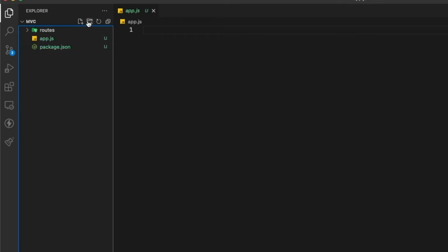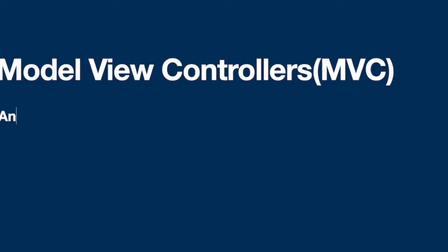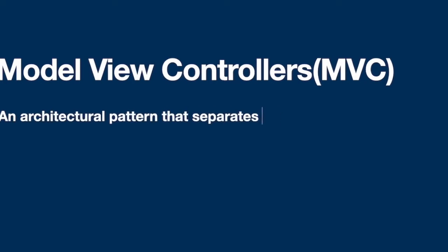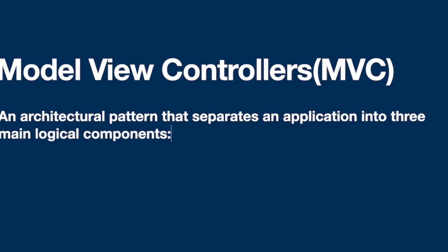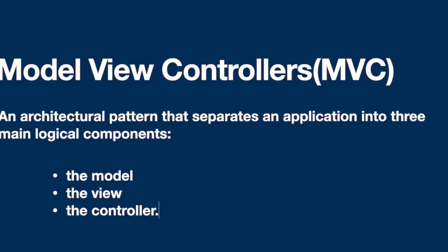So in this video we are going to talk about model view controllers, in short MVC. It's basically an architectural pattern that you can use while developing your backend applications. In this architectural pattern we separate our backend application into three main logical components: the model, the view and the controller.